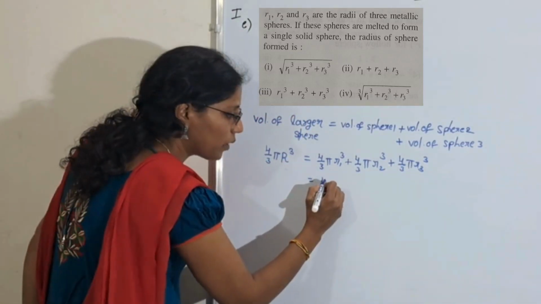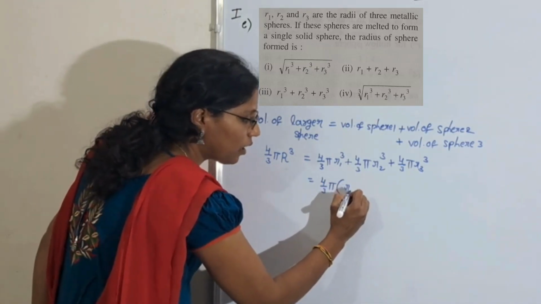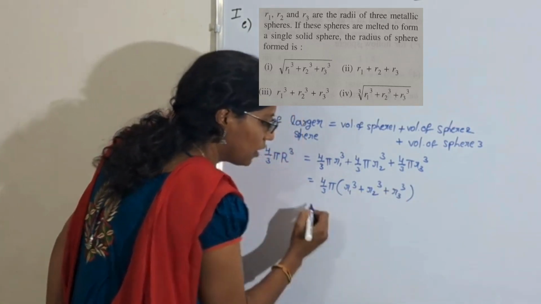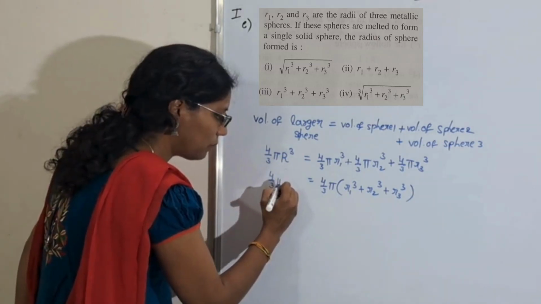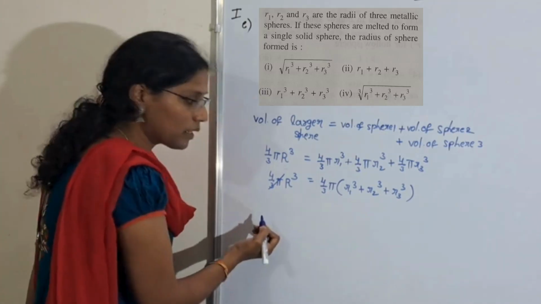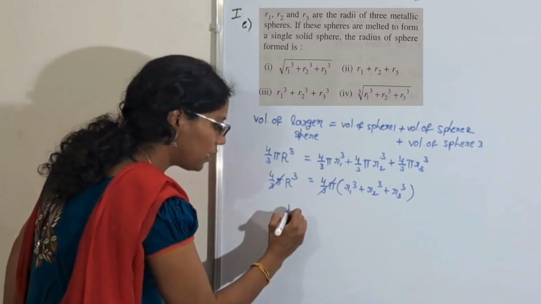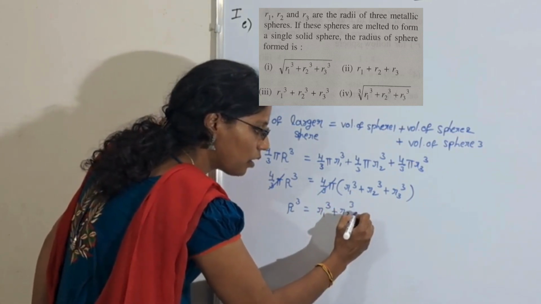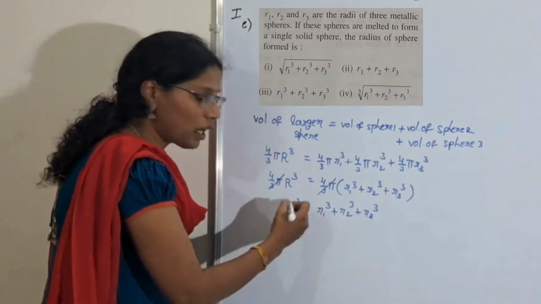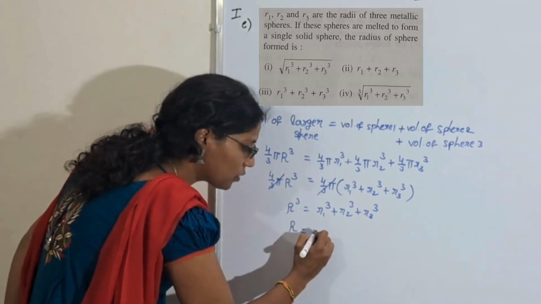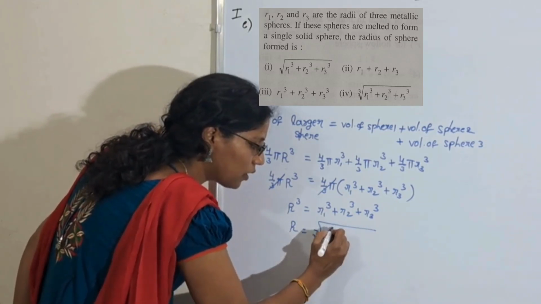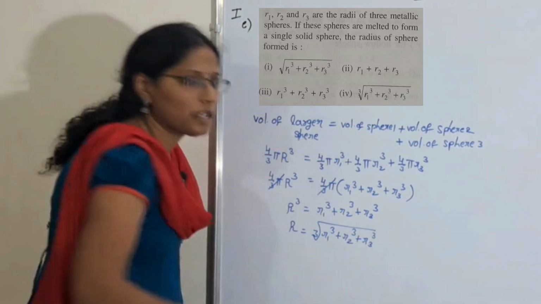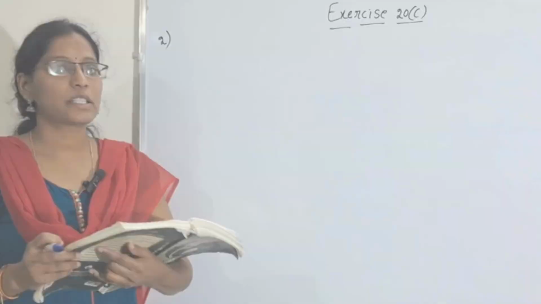On the RHS, what is common? 4 by 3 pi is common. Remaining r1 cube plus r2 cube plus r3 cube. On the left hand side, 4 by 3 pi capital R cube. 4 by 3 pi, 4 by 3 pi cancel. Remaining R cube is equal to r1 cube plus r2 cube plus r3 cube. The cube we have to shift to the right side. Capital R is equal to the cube root of r1 cube plus r2 cube plus r3 cube. This is the answer.